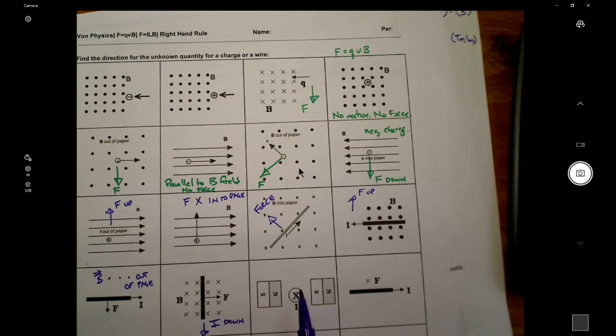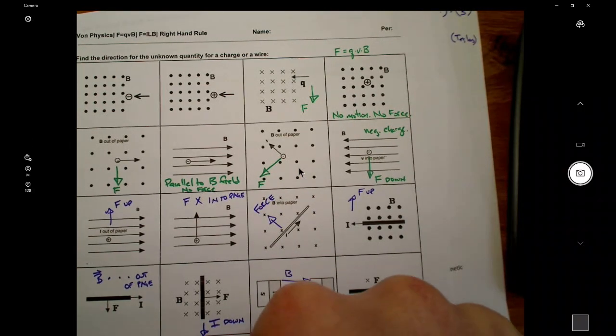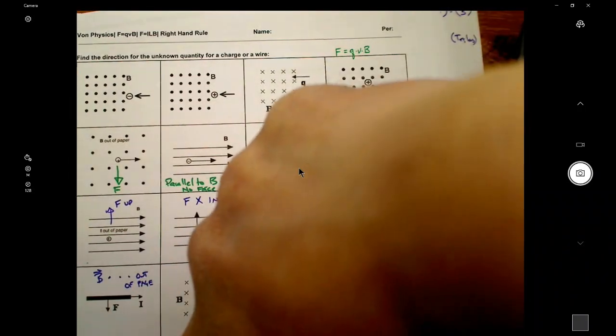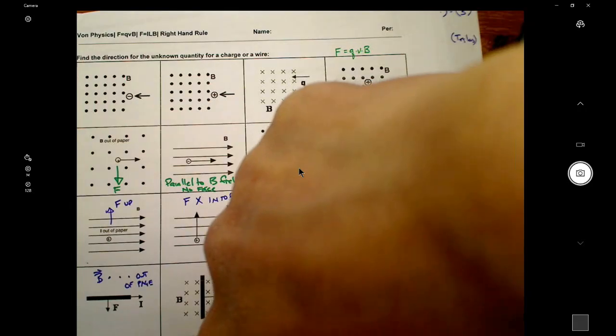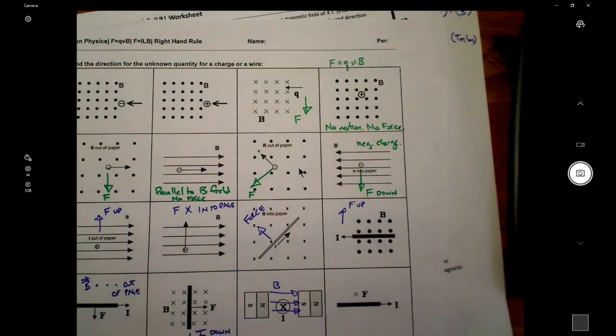In this problem, it doesn't show the magnetic field, but we define the magnetic field as being from north to south. That's B. And the X indicates that the current is going into the paper. And so index finger points into the paper like this. The magnetic field, my middle finger, goes to the right this way, and my thumb, you can't see, is now pointed down.